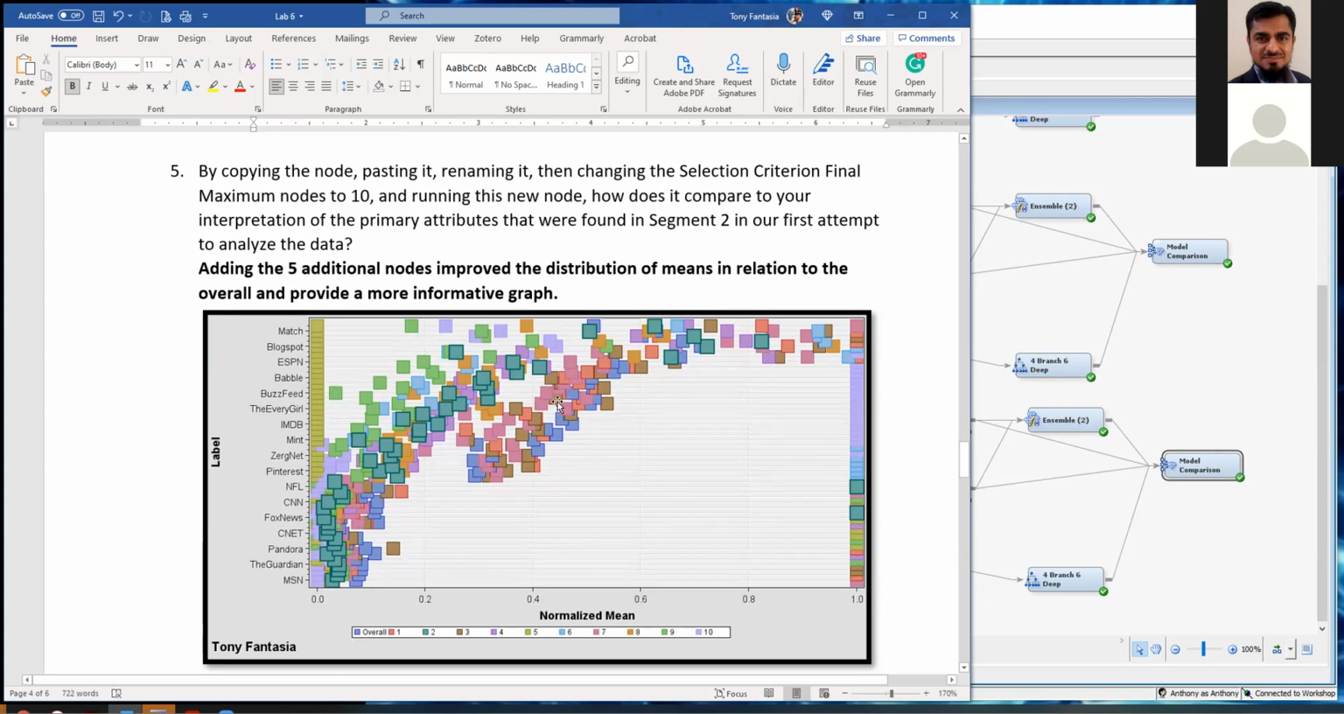I did the same thing. I clicked on the 2, I highlighted it so that segment 2 stands out. But now it's at least interpretable, it's meaningful. You can see by website how the means are distributed across the graph. So it's a good adjustment. Increasing the nodes gave it better interpretability.